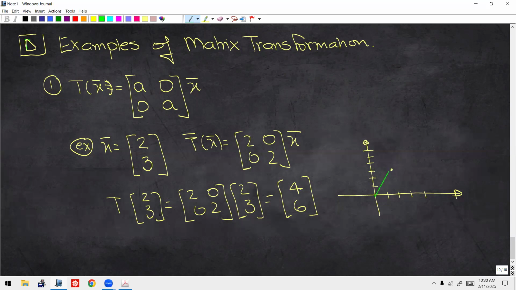So this is the vector we are starting with. This is like my input, my x. What is happening? What is the image of x under this transformation? What happens to x when you apply this transformation? Well, it becomes the vector 4, 6. So what does that look like? Here's 4 and here is 6.